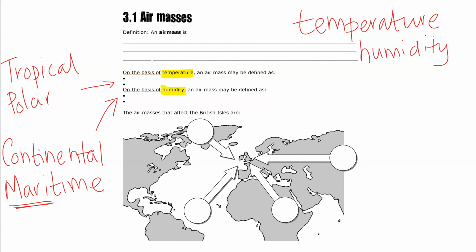Now, for each of these different wind directions in the British Isles, we need to classify them on the basis of temperature. So it needs either a T or a P, and on the basis of humidity, so we need a small c or a small m. So if you don't have this filled in your notes now, pause the video and see if you can work out what goes in each of the circles, and I'll check back in with you in a few moments to give you the answer.